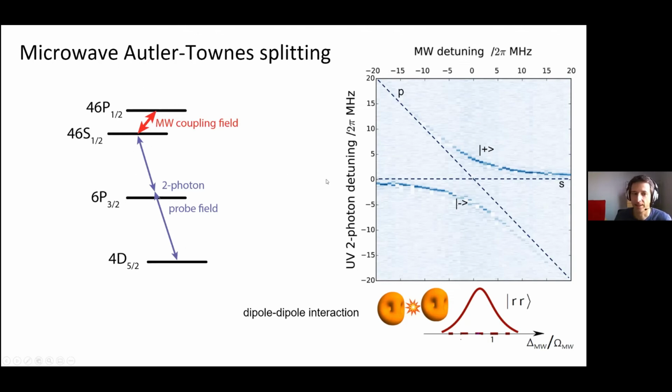If you're exciting into the equally coupled levels, of course, you also only couple to the S level with your 2-photon transition. But since the dressed level also has a half P component, you can also excite that.